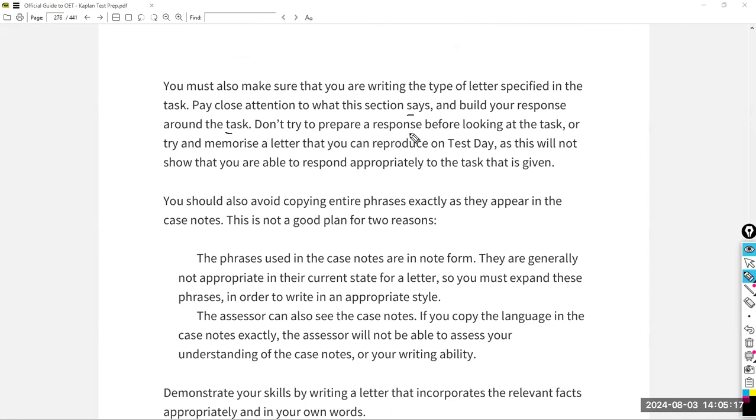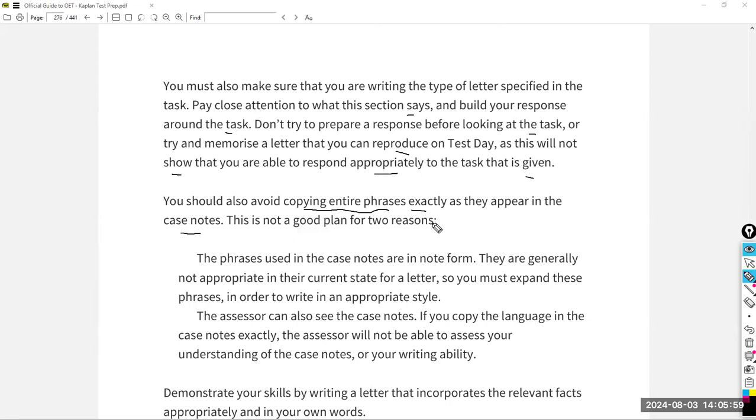Don't try to prepare a response before looking at the task, or try and memorize a letter that you can reproduce on the test day, as this will not show that you are able to respond appropriately to the task that is given. So you should also avoid copying entire phrases, as I told you, please, exactly as they appear in the case notes. You have to paraphrase all the time. You are an academic student now, and absolutely these phrases should be paraphrased and also written in complete sentences.